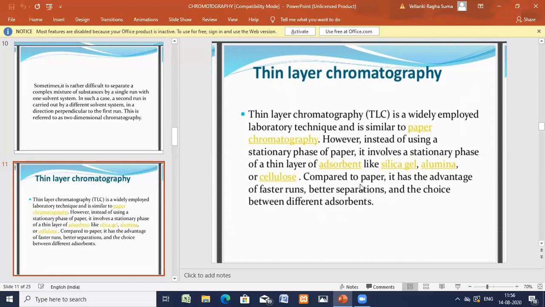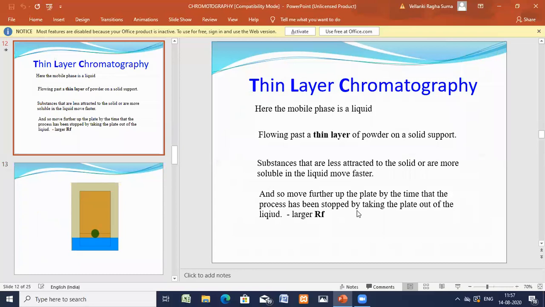Compared to paper, it has the advantage of fast runs, better separations, and a choice between different adsorbents. Now, in thin layer chromatography, the mobile phase is a liquid. I told you previously, the mobile phase we are taking is liquid, flowing past a thin layer of the powder on the solid support.